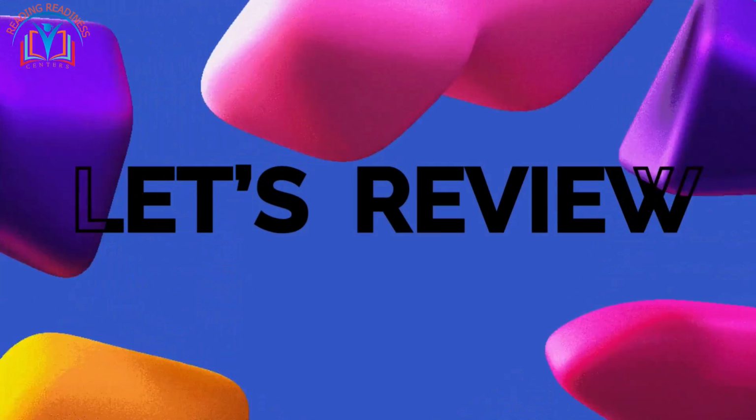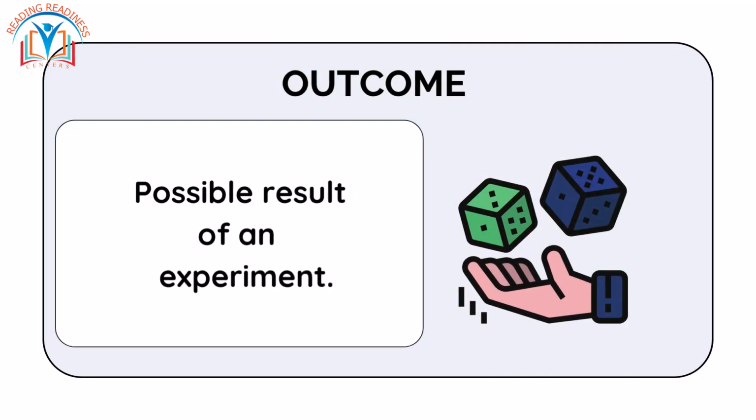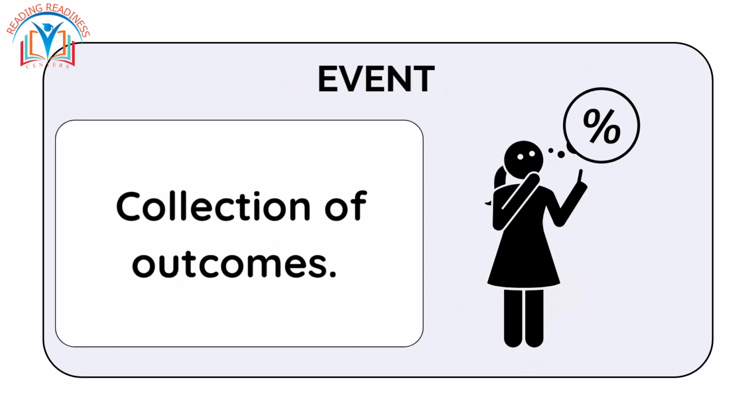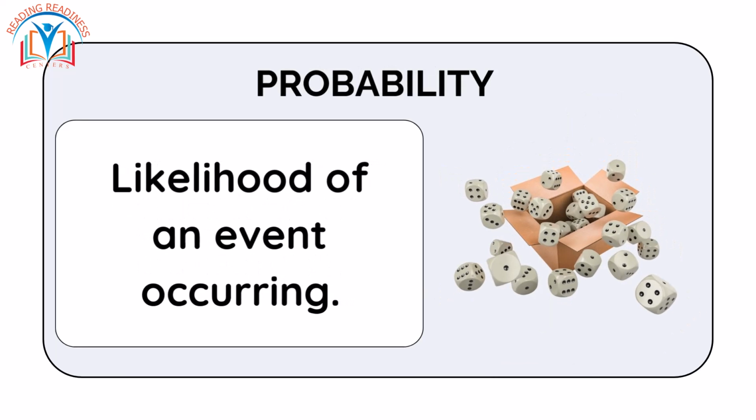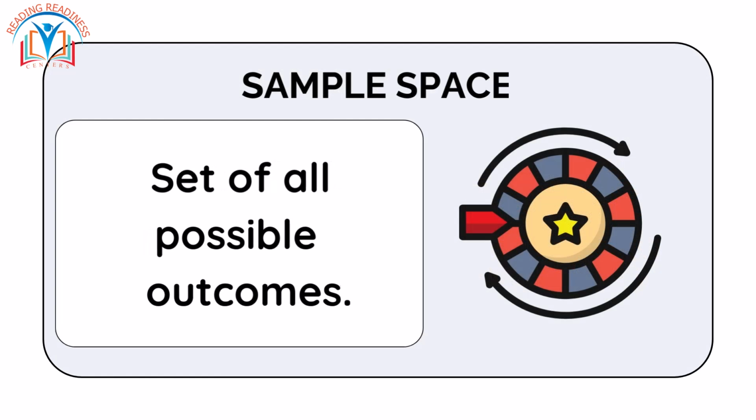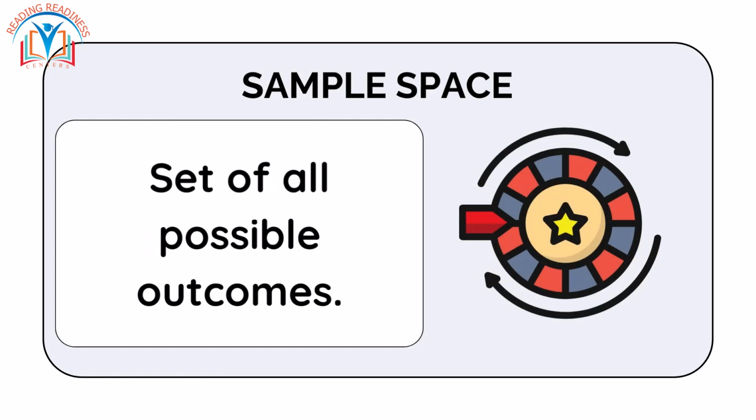Let's review. Outcome: possible result of an experiment. Event: collection of outcomes. Probability: likelihood of an event occurring. Sample space: set of all possible outcomes.